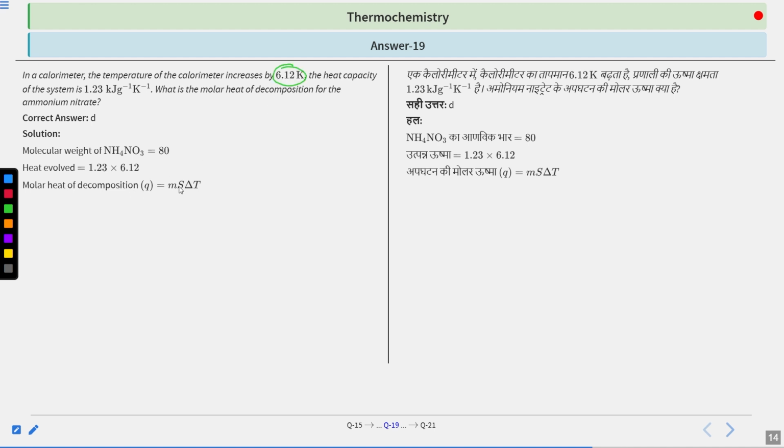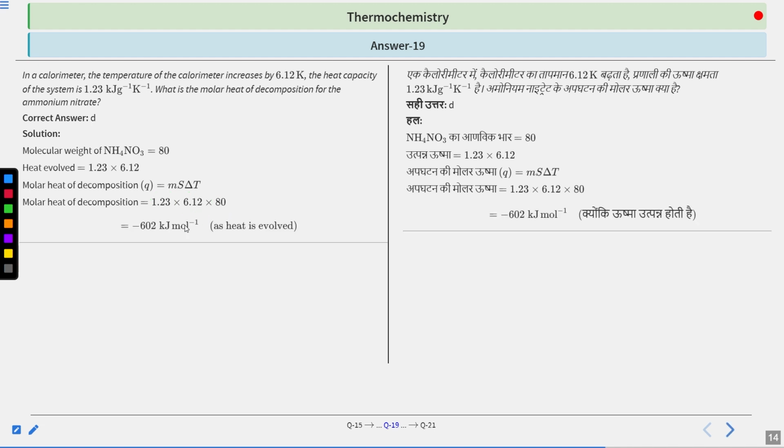Now the molar heat of decomposition is m s delta T. So if you put this here, m is the mass, s is the specific heat given, 6.12 is the temperature change. If you put these things here, you will get minus 602 kilojoule per mole. So this is the amount of heat that is evolved. Okay, you get my point.